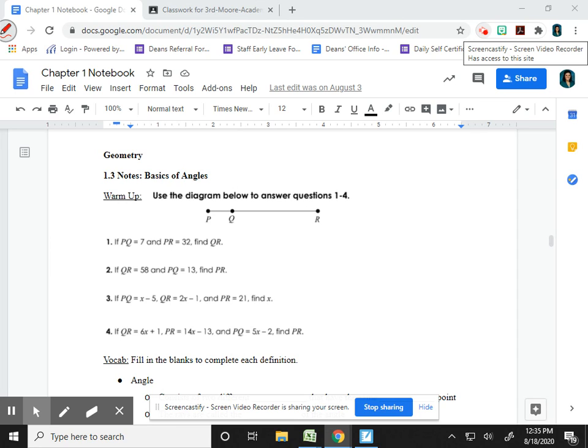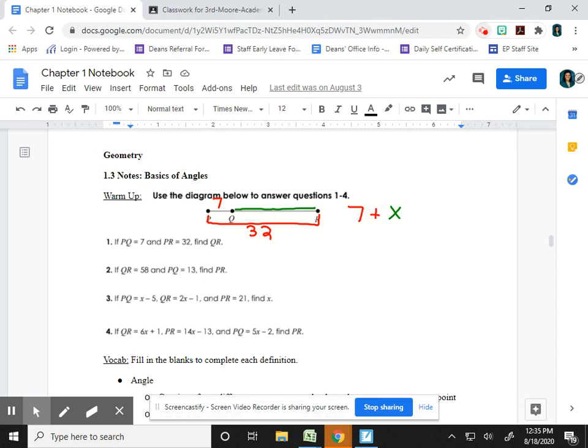Okay, so PQ is 7 and PR is 32. Find QR. So if PQ is 7 and PR, which is this whole thing, is 32, we need to find this in the middle. The way that we do that is we say, I know that I have 7 plus some number in the middle. We're going to call that x, and it's going to be equal to 32 in length.